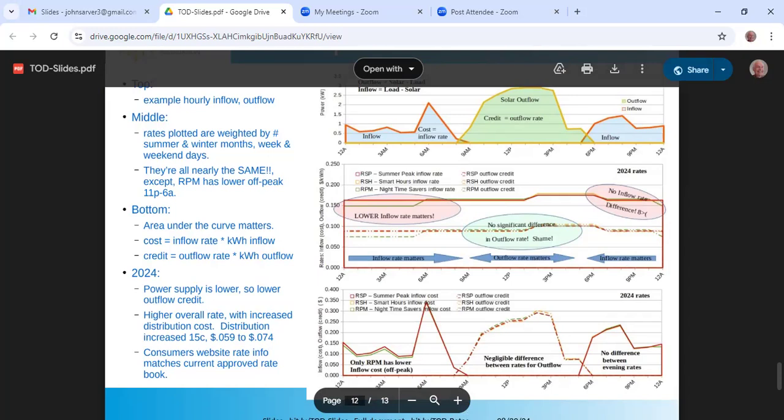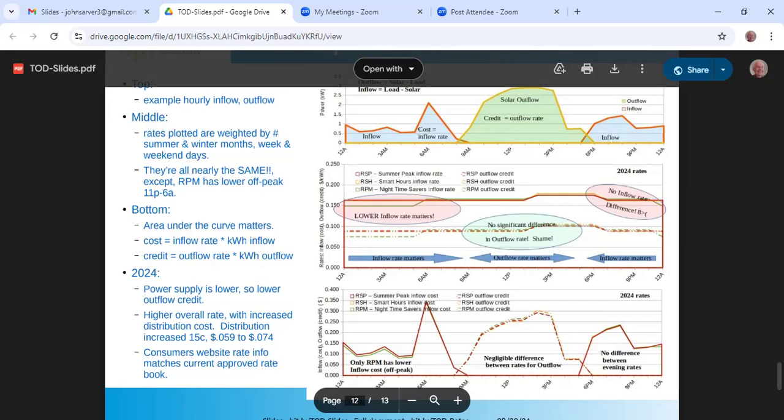DTE has that in their time of day rates. Consumers does really not have much difference there. There's no significant difference in their outflow or their inflow compensation, their inflow cost during the day, because when you plot the rates, they're the same after you normalize them for how many months are summer or winter. And so I would complain about that.